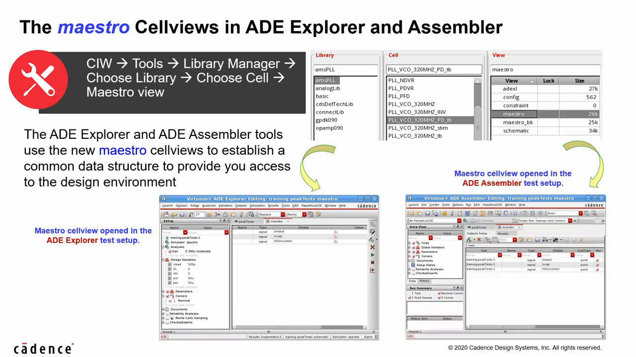Now when you open the Maestro view from the library manager, it will open in the same application from which it has been created. It was created using ADE Explorer if it opens in ADE Explorer, and if it was created using ADE Assembler, it would open in the ADE Assembler. You can also choose to use the Open With option. You can right click on the cell view in library manager and choose Open With, and then you can choose to open that Maestro cell view in another tool.